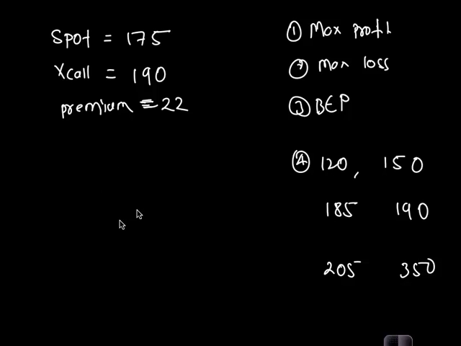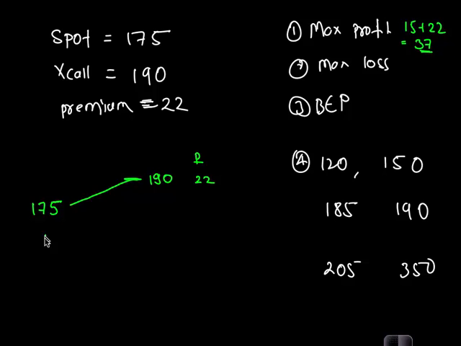Alright, so how do we get the answer? So your spot price was 175. You are going to cap your upside at 190, and the premium that you are going to earn is 22. So number 1, maximum profit. So 175 stock sold for 190, so that's a profit of 15 plus premium of 22, so that is 37.